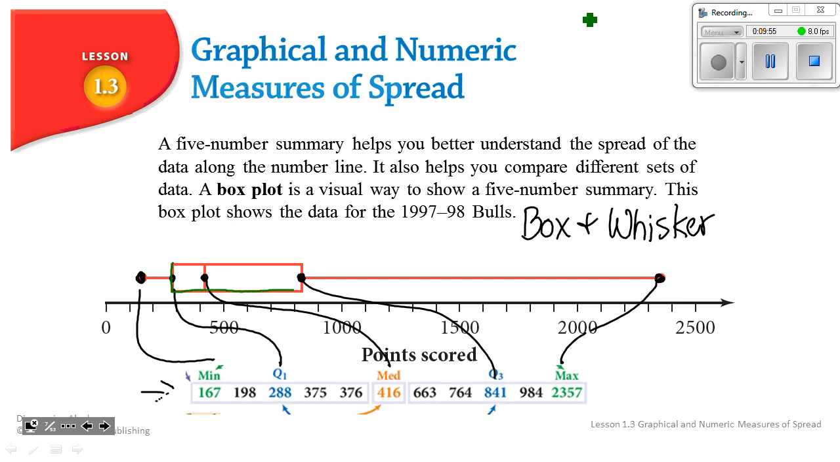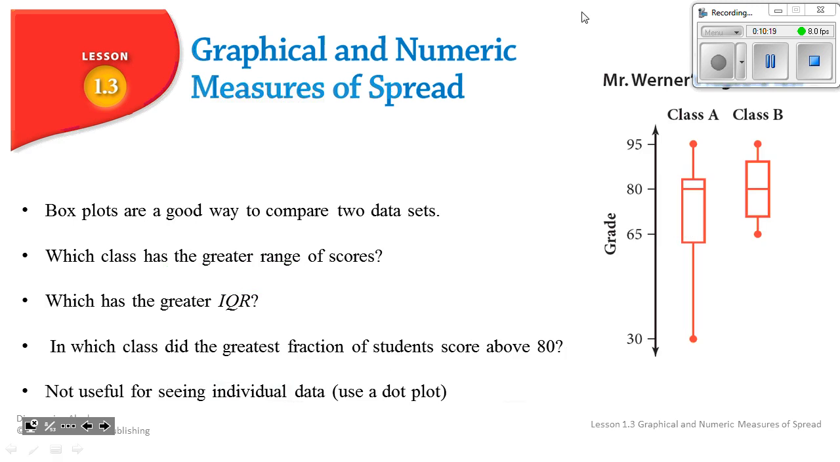So I'm going to draw a whisker going from my minimum to Q1. And then I'm going to draw a box around Q1 and Q3 with a line going through the middle to show my median. And then I'm going to draw another whisker going all the way out to the maximum. Right? So there's my box and whisker plot. That's what it's going to look like.